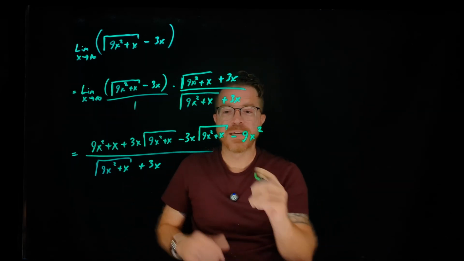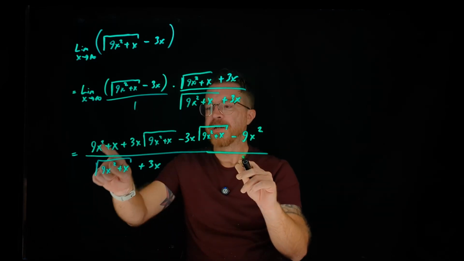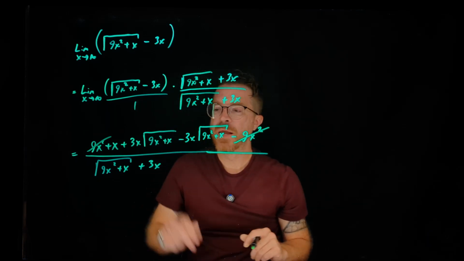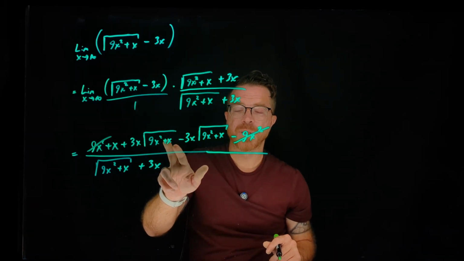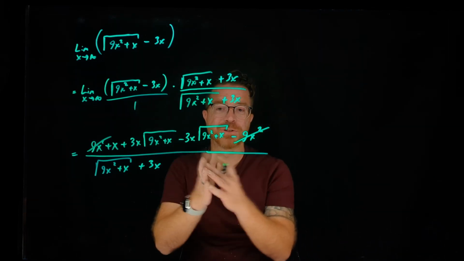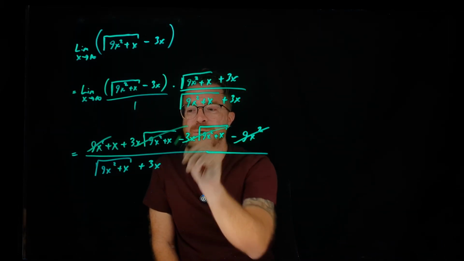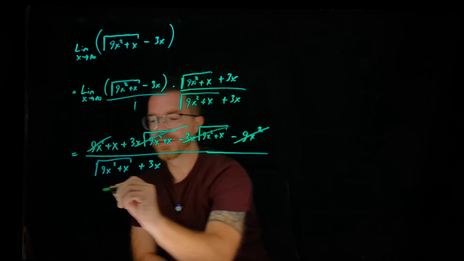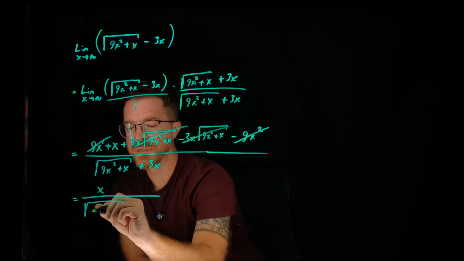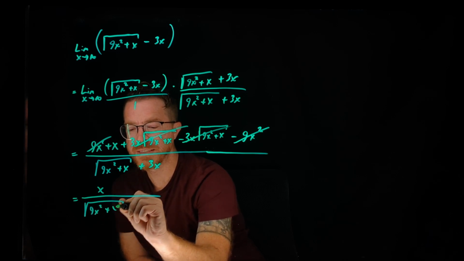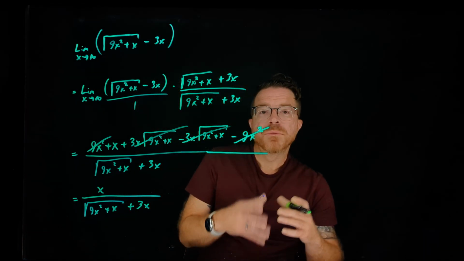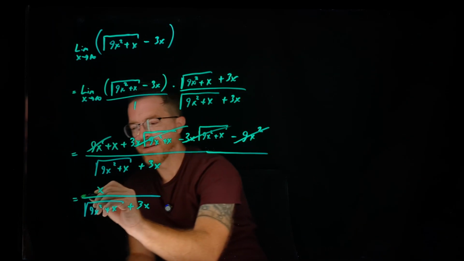So now let's see if we can do some cancellation. First things first, 9x squared and minus 9x squared: the negative and the positive cancel with each other. 3x times the square root of 9x squared plus x, minus 3x times the square root of 9x squared plus x, are going to cancel with each other. So we're just going to be left with x in the top. So this is going to be x divided by the square root of 9x squared plus x plus 3x. So now let's see if we can plug in, sorry, I forgot my limit.